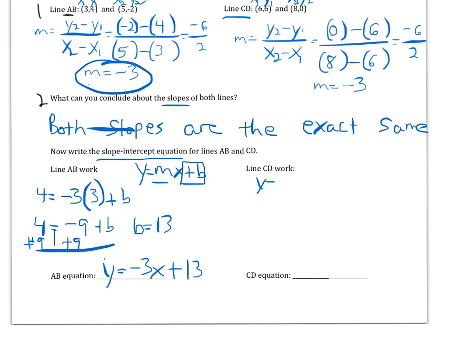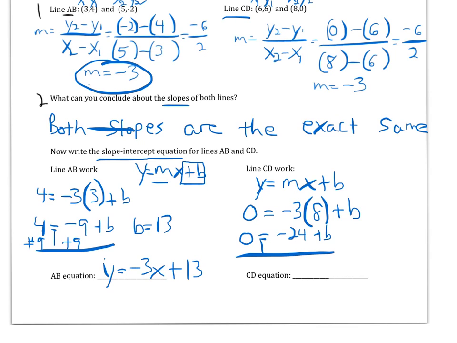If we do this other equation, I'm going to pick the second ordered pair because it seems pretty easy. So y equals mx plus b. Again, you should have already done this. You're just checking your work with mine. If you made a mistake somewhere, you need to make a note of where you made that mistake. So 0 is equal to negative 3, x was 8, plus b. Then 0 is equal to negative 24 plus b.